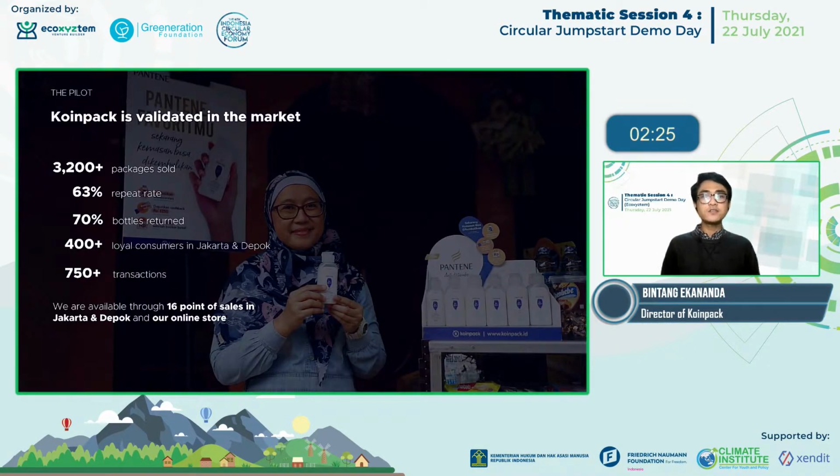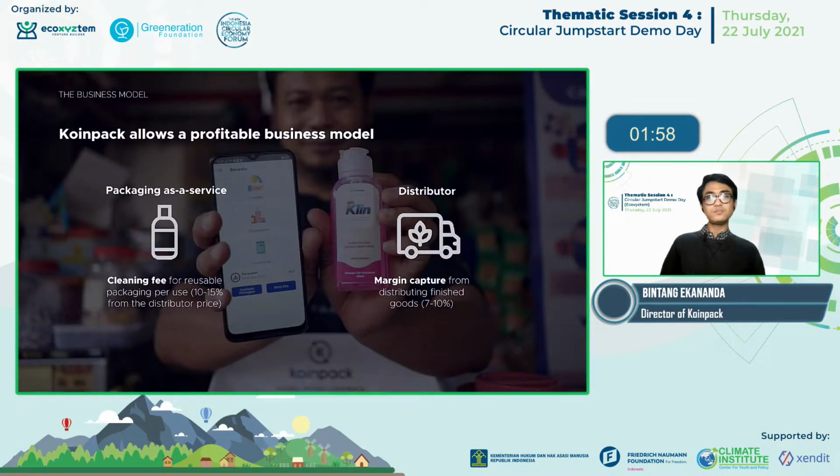So we have validated this solution in the market through our pilot since last year in Jakarta and Depok. We have sold more than 3,200 packages with 63% repeat rate from the consumers, and 70% of the bottles are returned to us to be cleaned. And we have more than 400 loyal-based consumers in Jakarta and Depok with more than 750 transactions. And this number is still growing till date. Next.